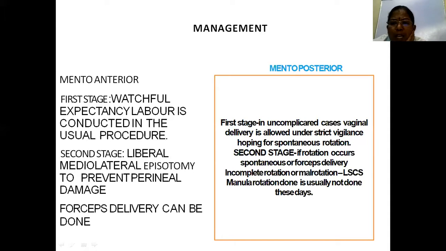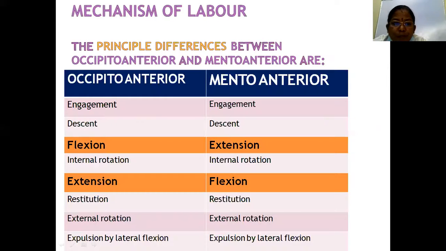When the baby is very small and the pelvis is good, there can be, but what is more important is strict vigilance in hoping for spontaneous rotation. Then it will deliver as mento anterior. But if there is any change, like short anterior rotation, posterior rotation, direct posterior rotation, we will see all these things. Then there is no mechanism of labor, and these cases we have to take for cesarean section.